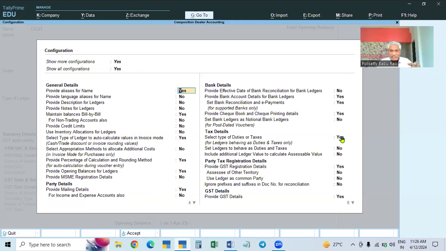So CGST is the type of tax. And the next one is, this CGST is taken under indirect expenses. But that CGST is to behave like tax. That is why we set ledgers to behave as duties and taxes. So for these two, take yes.